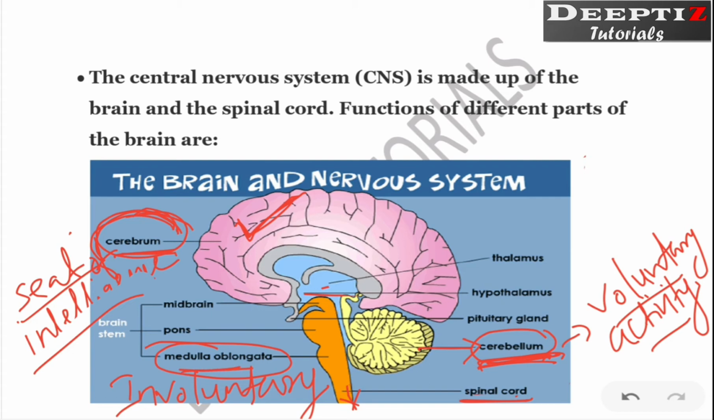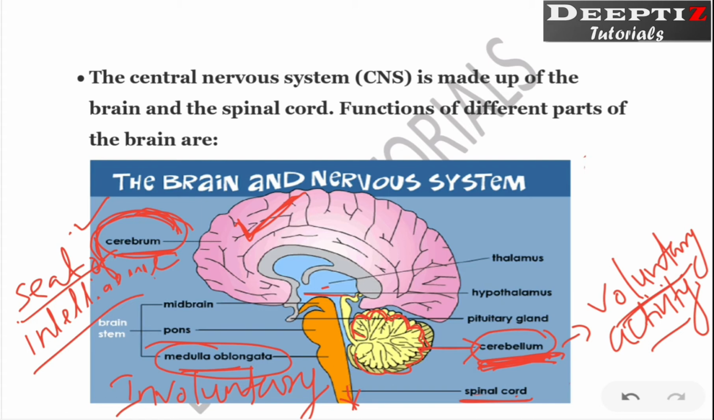So the function of the cerebrum is to store intelligence. It is the seat of intelligence. Knowledge is located there, memory is located there, right? It is the largest portion of our brain. What about the cerebellum? This structure which comes below the cerebrum is the cerebellum. The function of the cerebellum is to control voluntary activity.